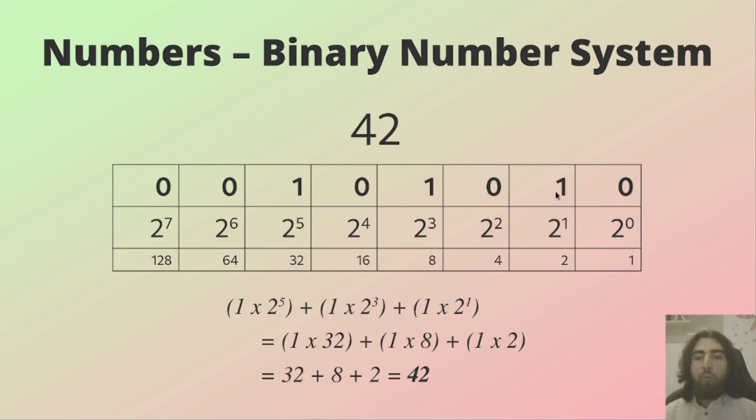So we are multiplying 1 times 2 to the power of 1, which would be 2, right? Because 1 times 2 would be 2. Then 1 times 2 to the power of 3, which would equate to 8. And 1 times 2 to the power of 5, which would be 32, as you can see over here. And then we are basically just adding these numbers together and we have 42. And this is the way your computer stores all of your data.